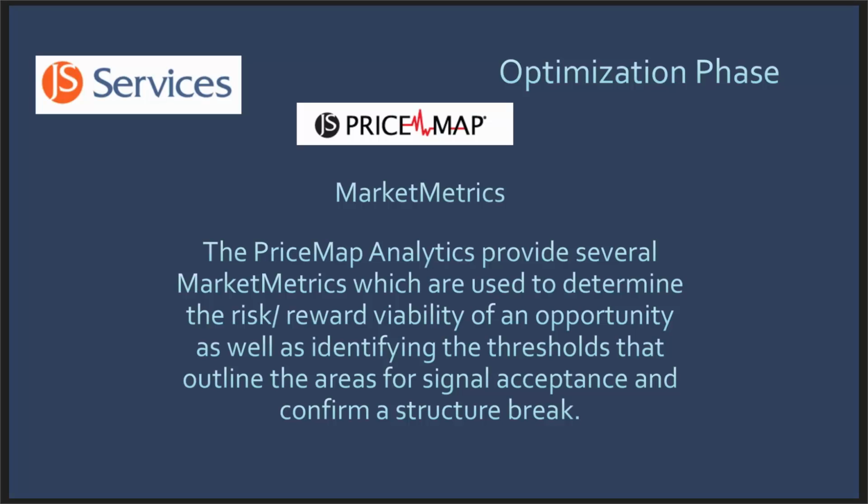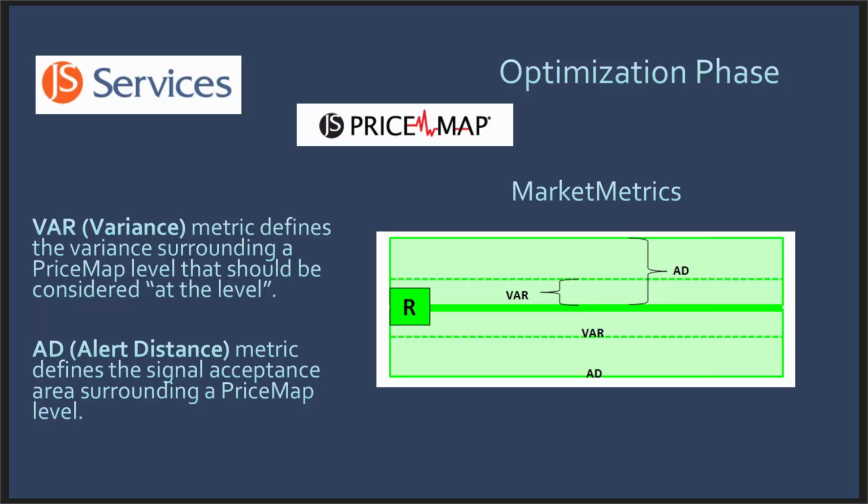And so, part of the price map is what we call market metrics. And the price map analytics provides several market metrics which are used to determine the risk-reward viability of an opportunity, as well as identify the thresholds that outline the areas for signal acceptance and confirm a structure break. And so this is really just the variance around a price map level. Here's the example with our sentiment bias R level, and two of the metrics that we have associated with that level are a variance, and this is really like a slippage area.